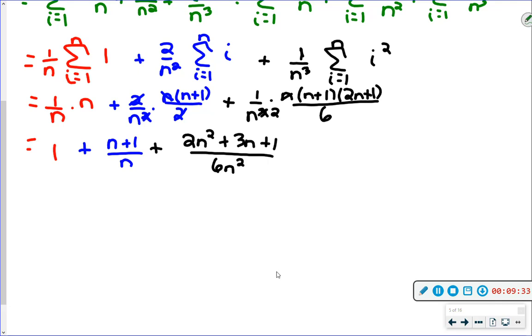If we're going to add these up, we need a common denominator. So 1, I'm going to think of that as 6n squared over 6n squared. I mean, that's pretty easy. That's 1. This guy, the blue, I'm going to have to throw a 6 on it and another n, and that will make 6n squared. So I've got my common denominator.